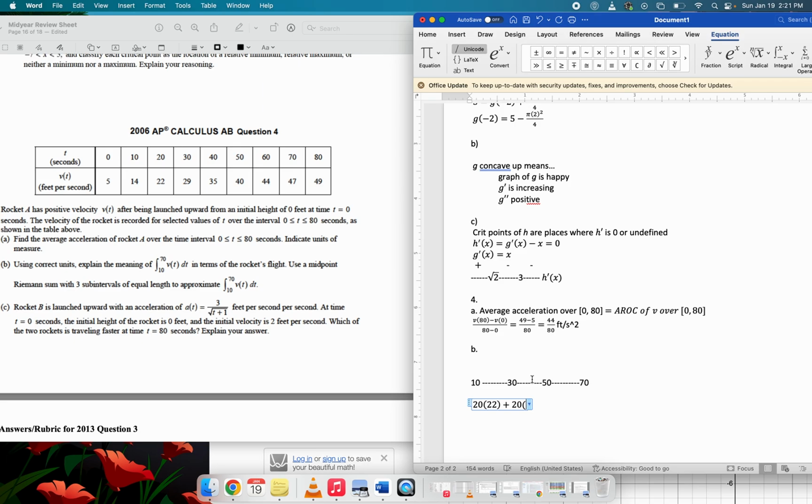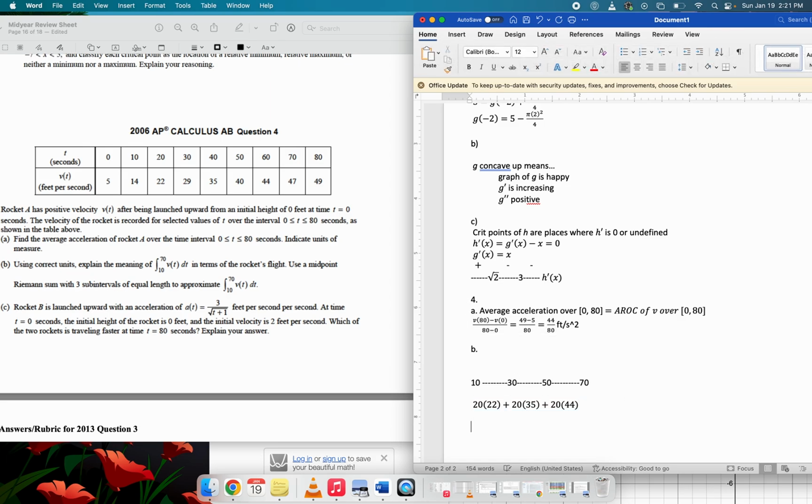How tall is the rectangle? It's the value at the midpoint, so it's the value at 40. So that'd be 35 plus, and then 20 times the value at 60. That'd be 44. So whatever number this is, that's what it is.